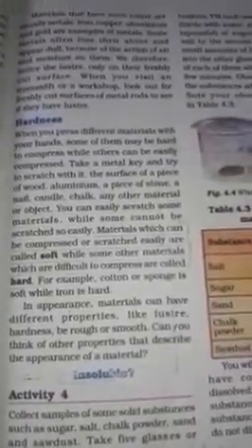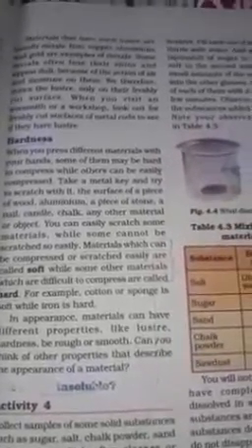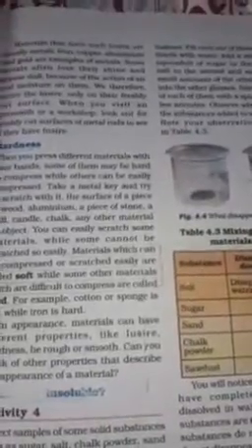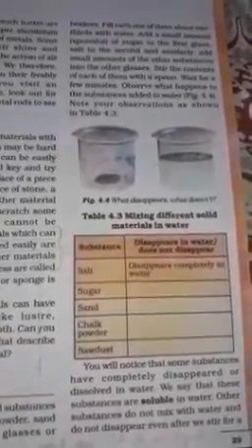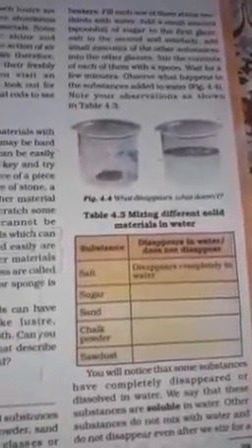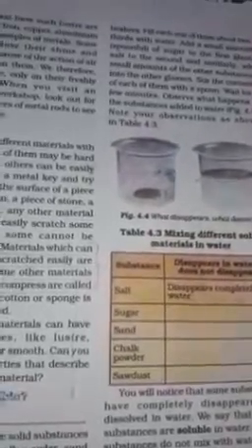So, in activity 4, you can see some solid substances. Collect these substances such as sugar, salt, sand, chalk powder, and sawdust. Take 5 glasses and fill them with 2/3 of water. Add a spoonful of sugar to the first, salt to the second, sand to the third, chalk powder to the fourth, and sawdust to the fifth glass. Stir them with a spoon. What do you observe? Note your observations in table 4.3.